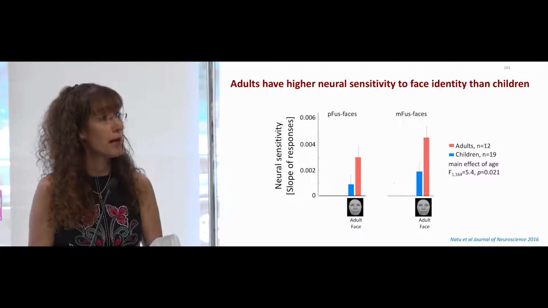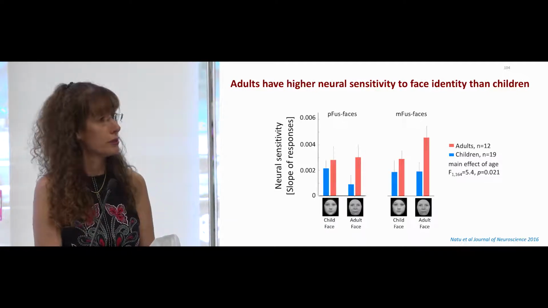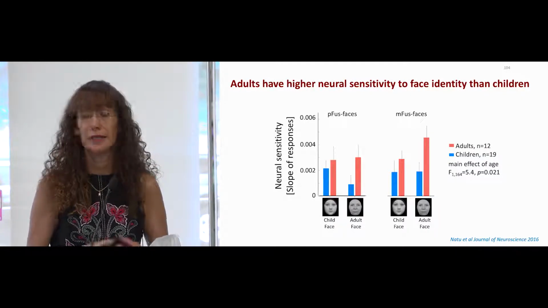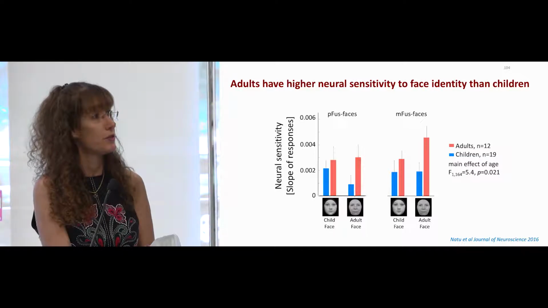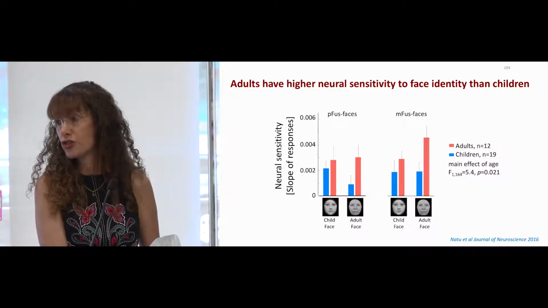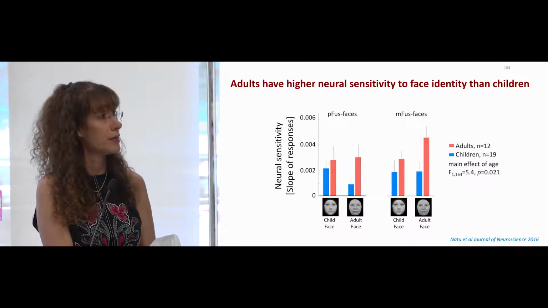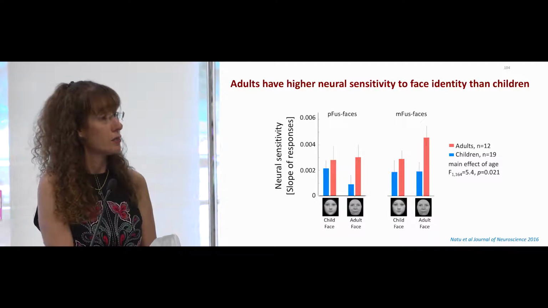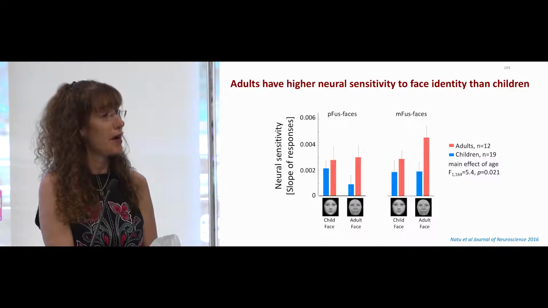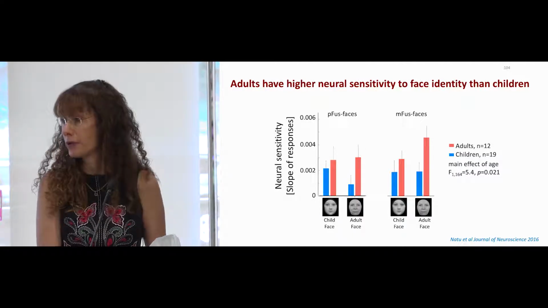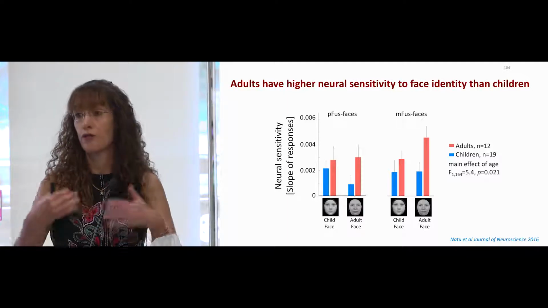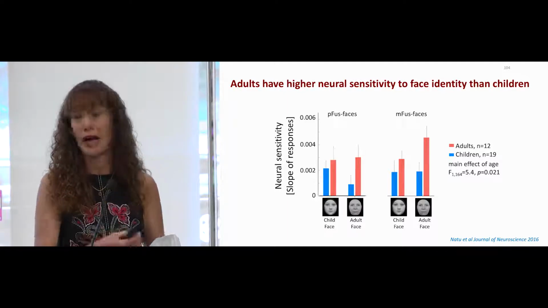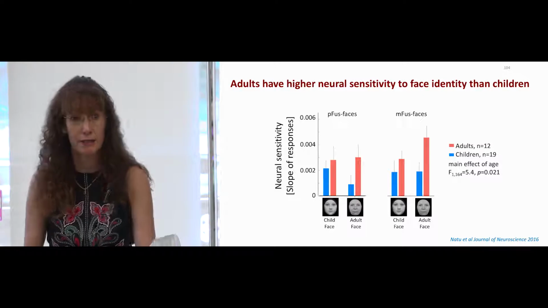The same phenomenon happens when both age groups look at pictures of child faces, but we see some evidence for what's called an own-age effect. You can see that in adults in mFus-faces, the neural sensitivity is higher when they look at adult faces compared to child faces. And in pFus-faces, when children look at child faces, they have higher neural sensitivity compared to adult faces. And this suggests that maybe both overall experience but also frequent experience with stimuli of a particular type might affect this neural sensitivity.